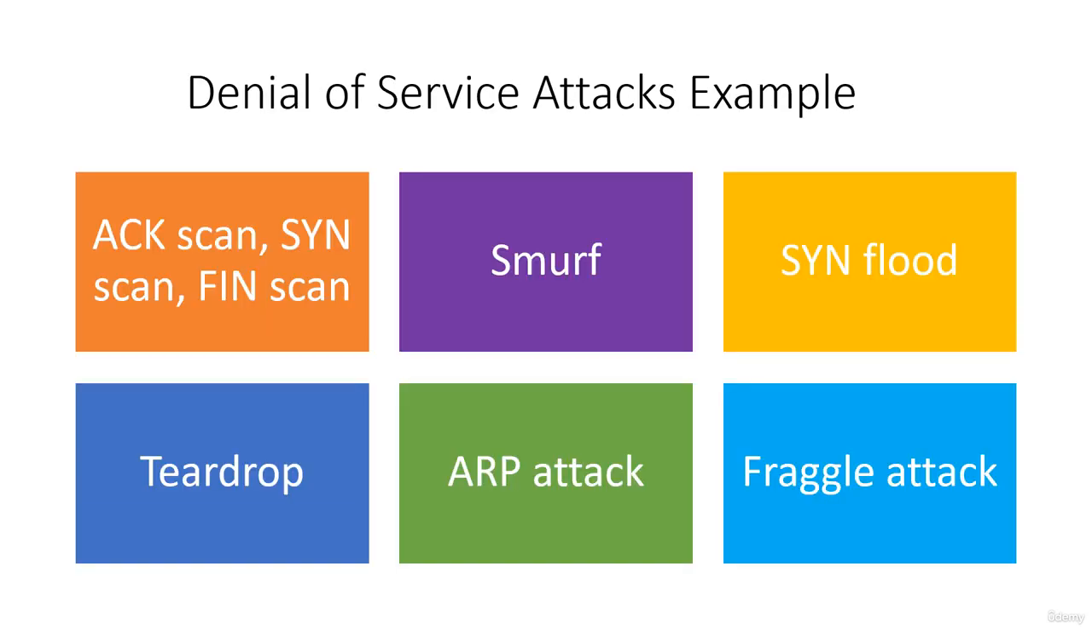So let's talk about examples of denial of service attacks. The first one is ACK scan, SYN scan, or FIN scan. These techniques use similar approaches to check whether ports of the targets are open and can be exploited, and they are also used to gather information as well as deny services. For example, the ACK scan technique is used by the attacker to gather information about the target's firewall or access control list configuration.